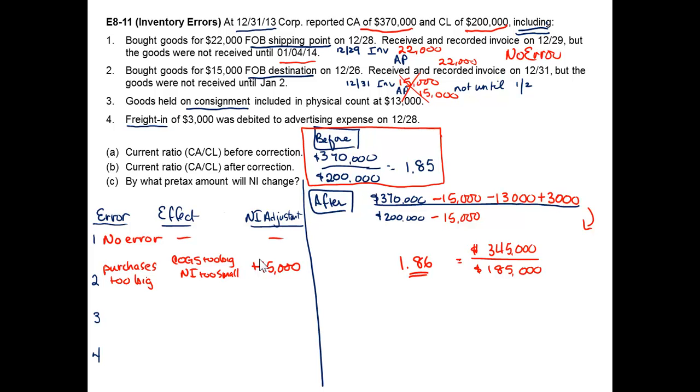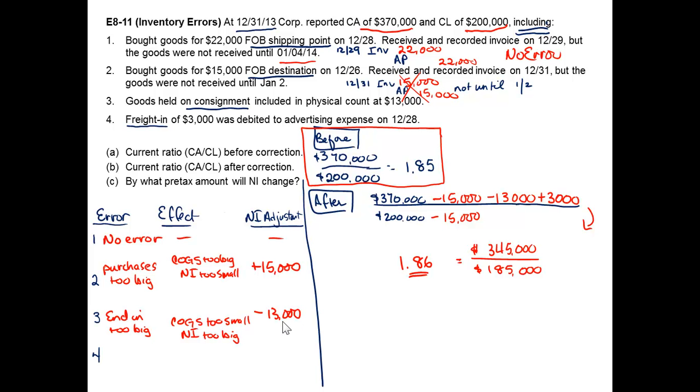In number 3, goods held on consignment were included in the physical count, so ending inventory was too big. Thus, our cost of goods sold was too small, and our net income was too big, which means we need to reduce net income by that $13,000 error.